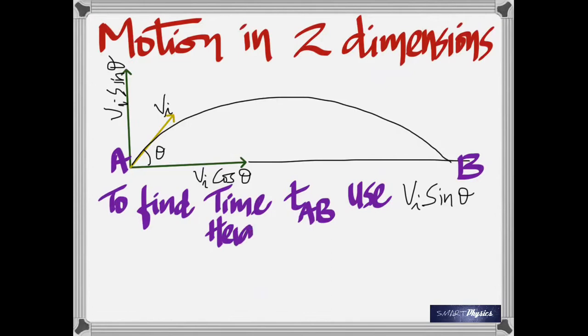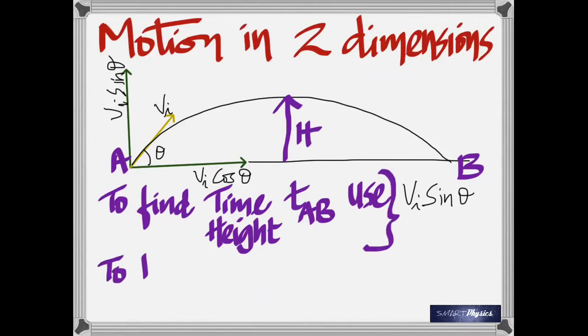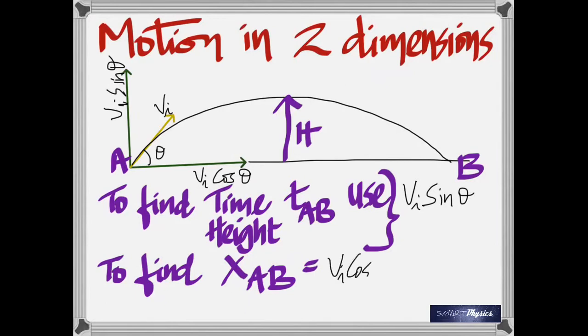Same thing to find the maximum height. Remember, this is the maximum height. To find the maximum height, again use Vi sin theta. But to find the horizontal distance, XAB, because it's along the x-axis, use Vi cos theta. And remember that since it's a constant, you're going to multiply that with the time to get the horizontal.